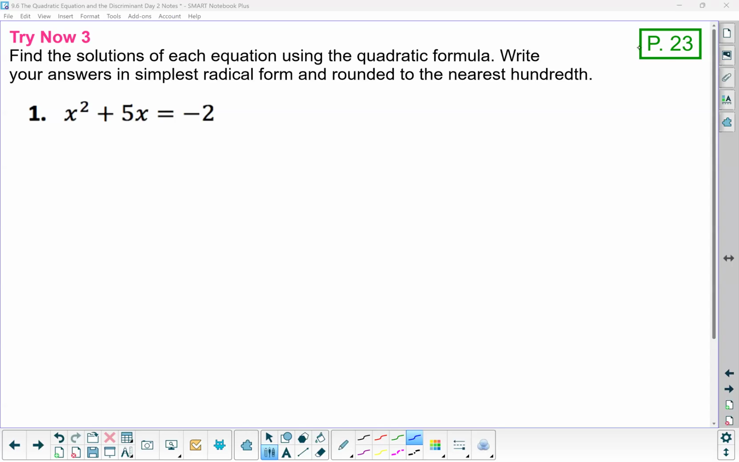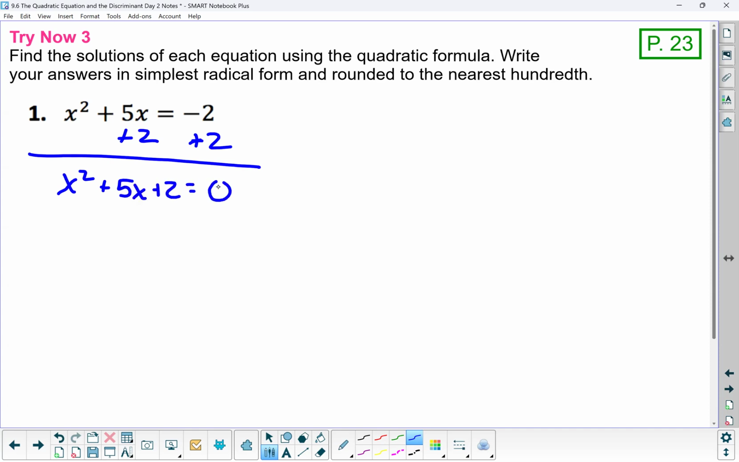So the first step is always going to be rewrite our quadratic in standard form. So I am going to add 2 to both sides. Find my value for A, B, and C. A is 1, B is 5, C is 2.